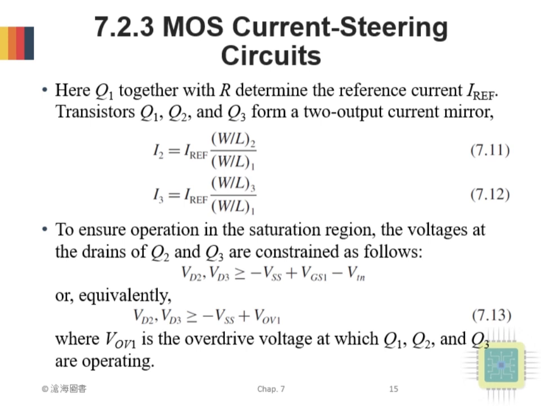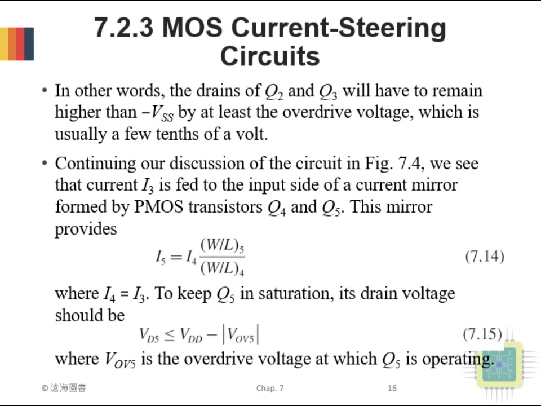To ensure operation in the saturation region, the voltages at the drains of Q2 and Q3 are constrained as follows, or equivalently as this equation, where V_OV1 is the overdrive voltage at which Q1, Q2, and Q3 are operating. In other words, the drains of Q2 and Q3 will have to remain higher than −V_SS by at least the overdrive voltage, which is usually a few tenths of a volt.